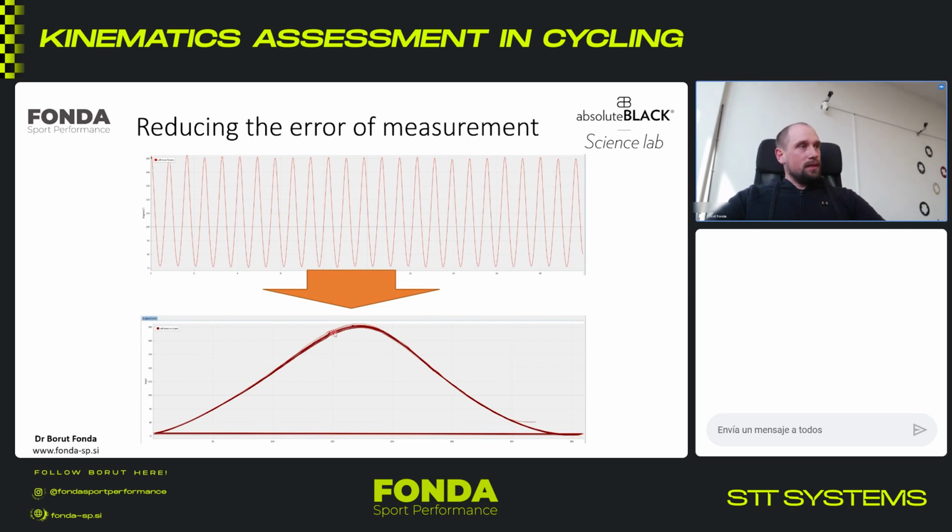Now, we did a study. I'm not going to show you the boring data. An interesting way to detect what's the minimum number of cycles one should average in order to have a representative angle.